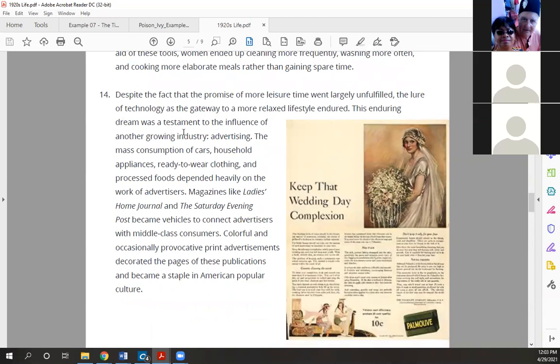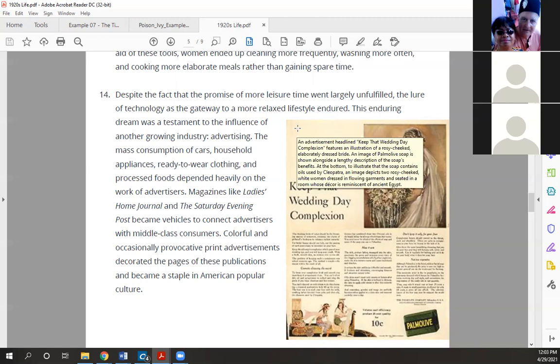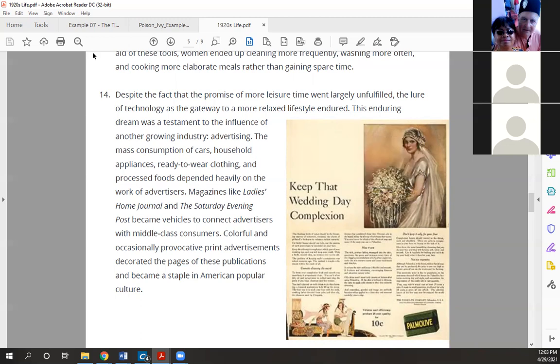Okay, so last paragraph. So despite the fact that the promise of more leisure time went largely unfulfilled, the lure of technology as the gateway to a more relaxed lifestyle endured. So with all of this, you can buy a radio and sit and relax and listen. You can buy a vacuum, which is going to make your house cleaner and quicker to clean. So there's an expectation people have of what they are going to get out of life. 1700s, 1800s, life is hard. You work all day.